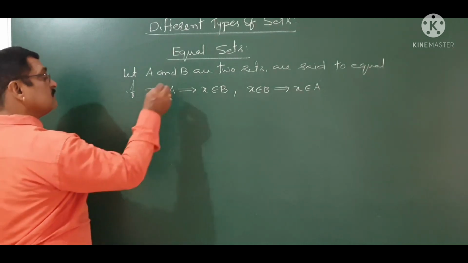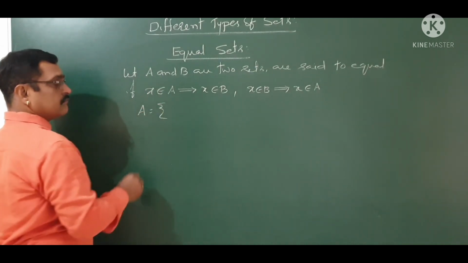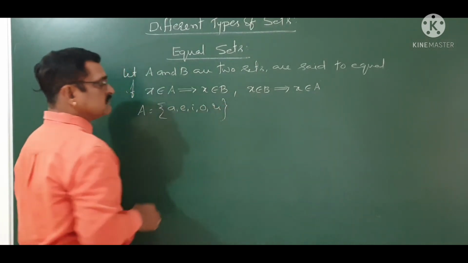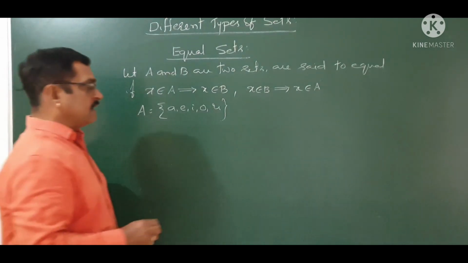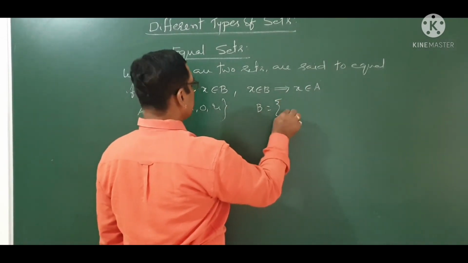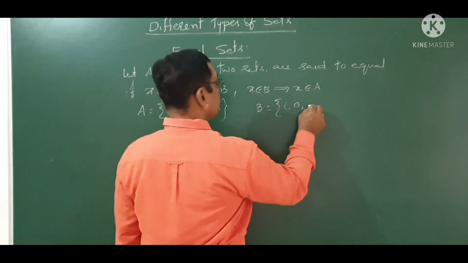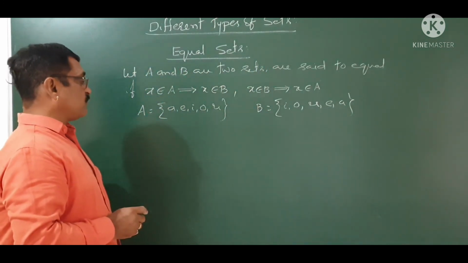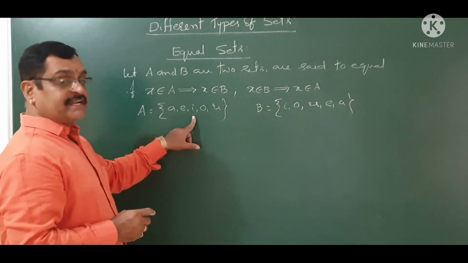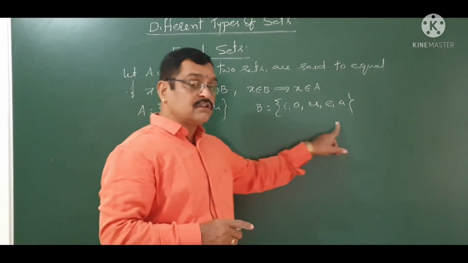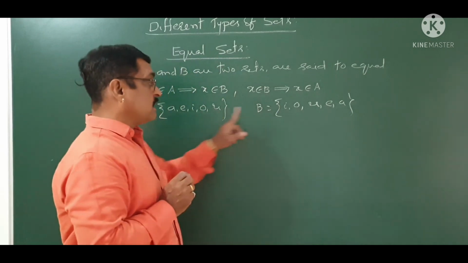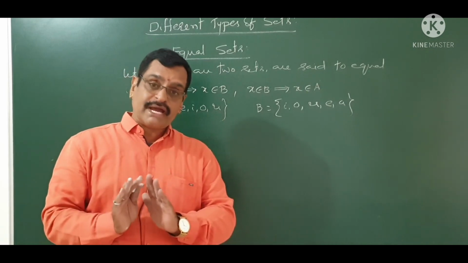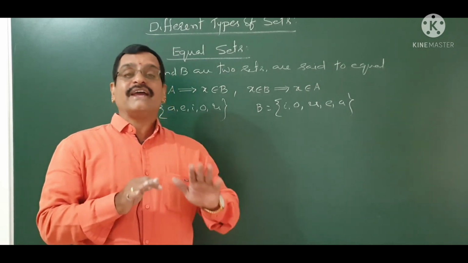Now, for example, I take A is equal to the set of vowels of the English language, A, E, I, O, U. I write B is equal to, say, I, O, U, E, A. Now, if you observe carefully, whatever elements A contains, you can find the same elements in B also. But here, the order is not the same. Therefore, to be equal sets, it is enough to have the same elements, but the order is immaterial.